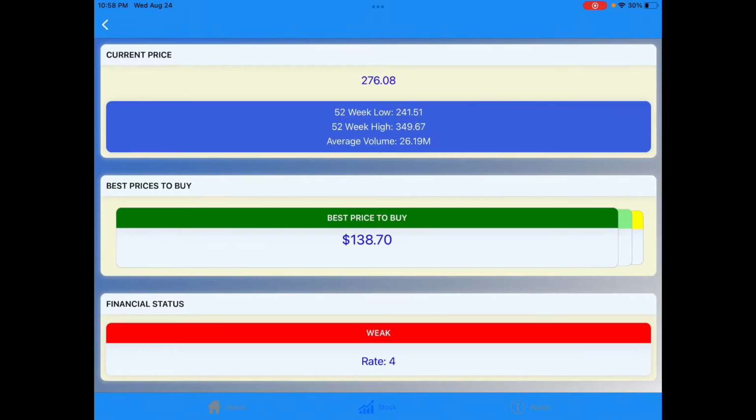Here we go. Okay, the first lines on the top are just actual data, actual facts that it is pulling about the stock price. What is the stock price right now? It's 276. So there is no formula played in there, it's just actual facts coming out. It's 276, that's the current stock price. 52-week low is 241. Okay, this is facts. 52-week high is 349. The average volume is 26 million.